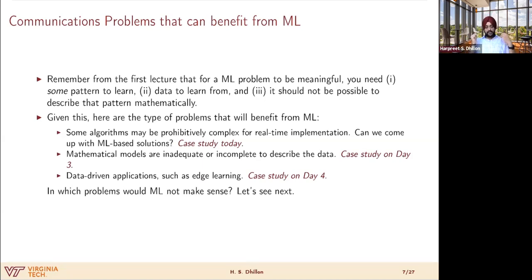The second class of problems where machine learning can be very helpful is when your mathematical models are either inadequate or incomplete to describe the data. We'll look at one case study on day 3, where we will have some data on a Grassmannian manifold, and just describing that data will be difficult. So we come up with a machine learning based solution for that case. Number 3 is data-driven applications.